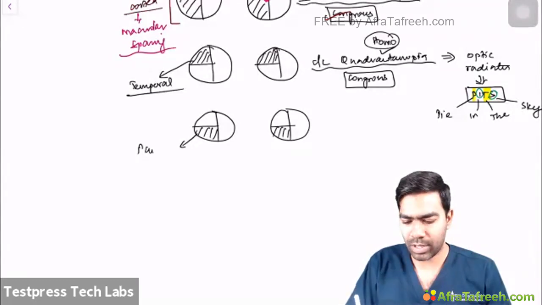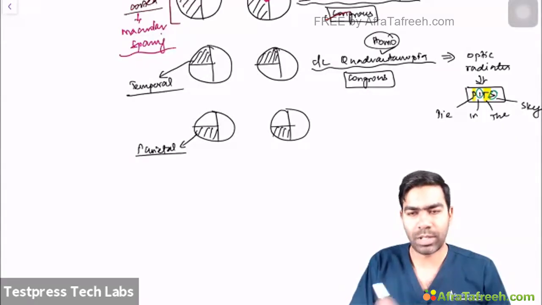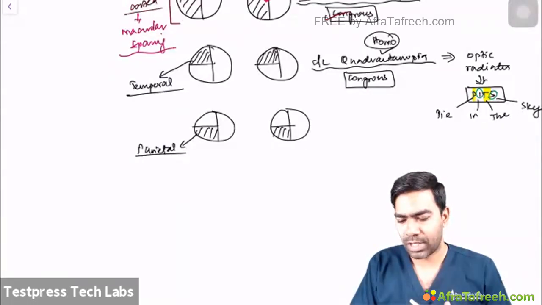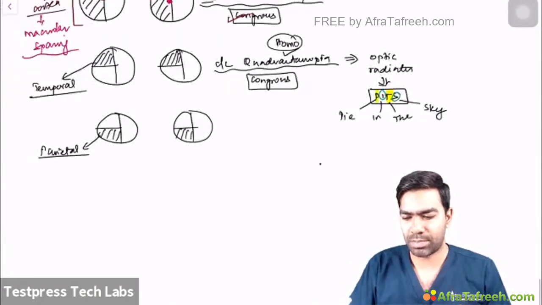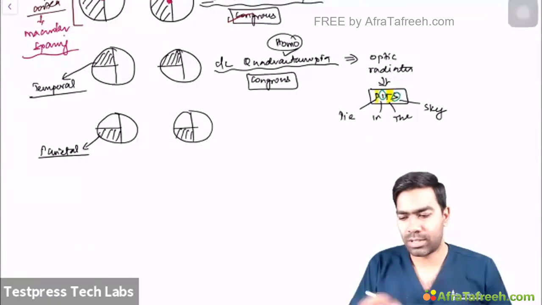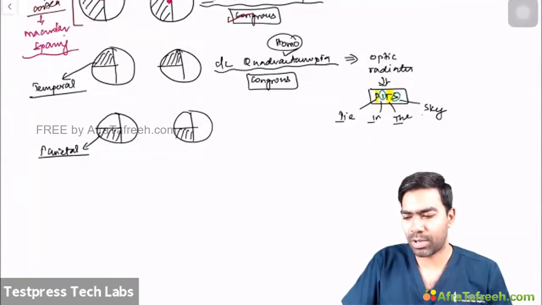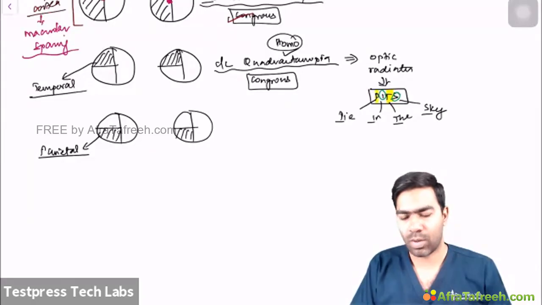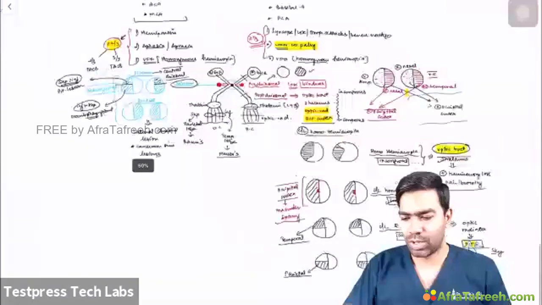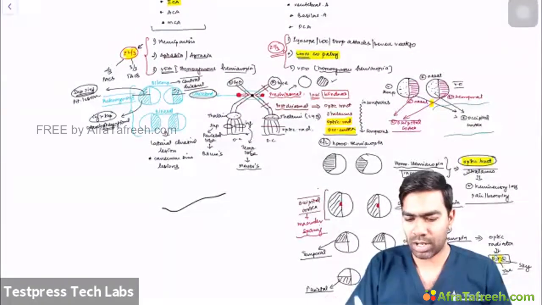So there must be superior fiber involvement in the Baum's loop, in the parietal lobe. So it must be a lesion in the parietal lobe. I remember it with the mnemonic called PITS, that's pie in the sky is also fine. Parietal lobe means inferior vision loss and temporal lobe means superior quadrantanopia. So now we know how to localize the lesion based on our basic understanding.